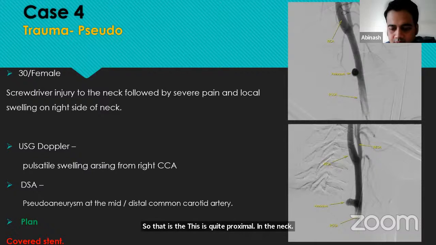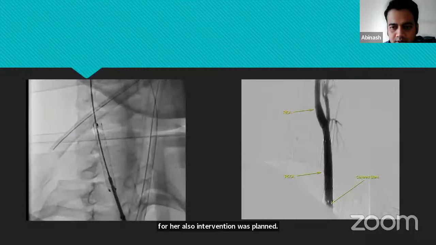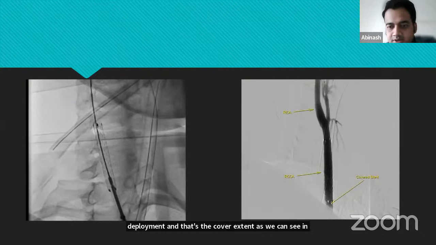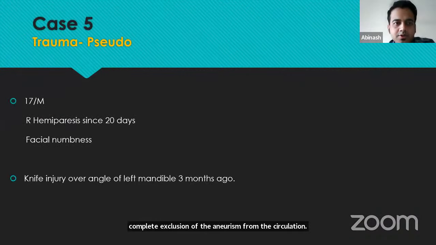And this is quite proximal in the neck. So for her also intervention was planned. This is again the same stent that was used. This is post deployment, and that's the covered stent. As we can see, in all the cases immediately post deployment, there is complete exclusion of the aneurysm from the circulation. The same stent was used in this case as well.